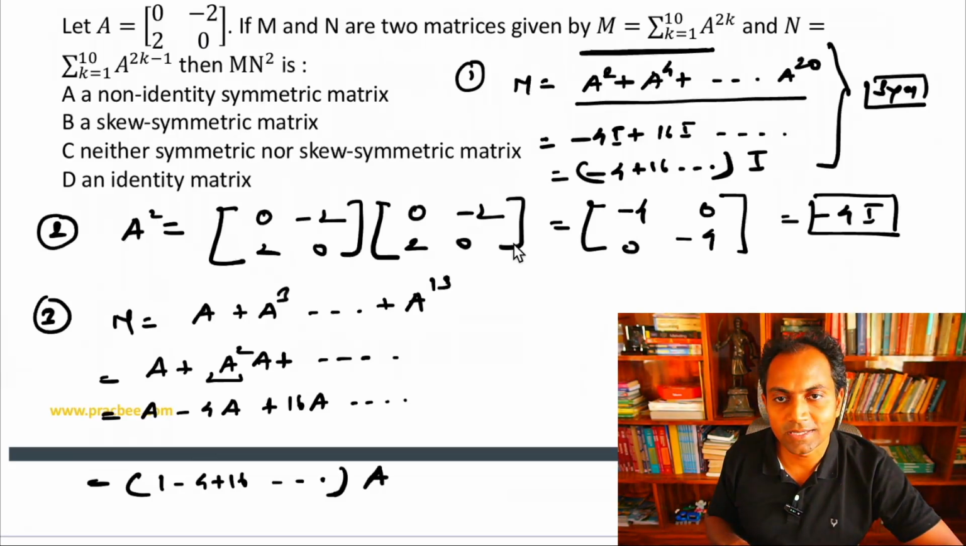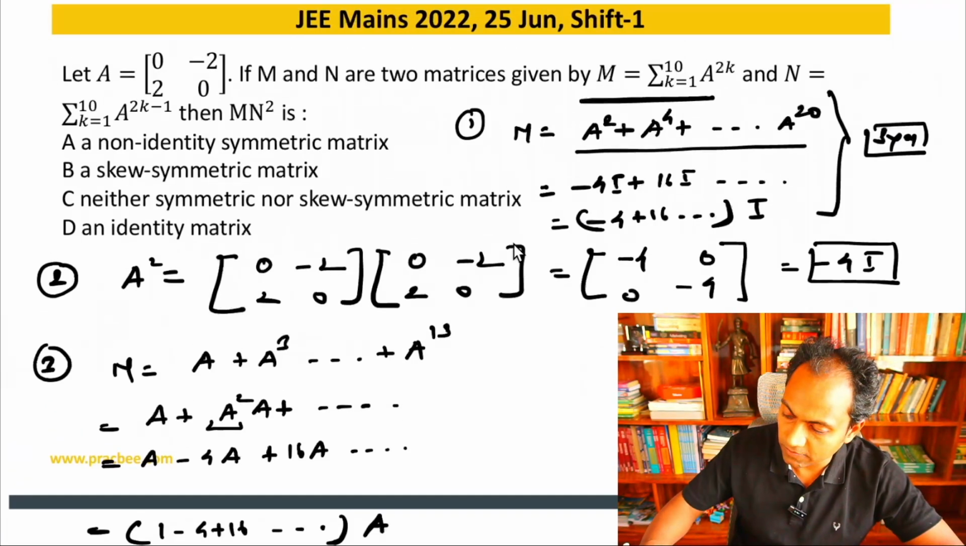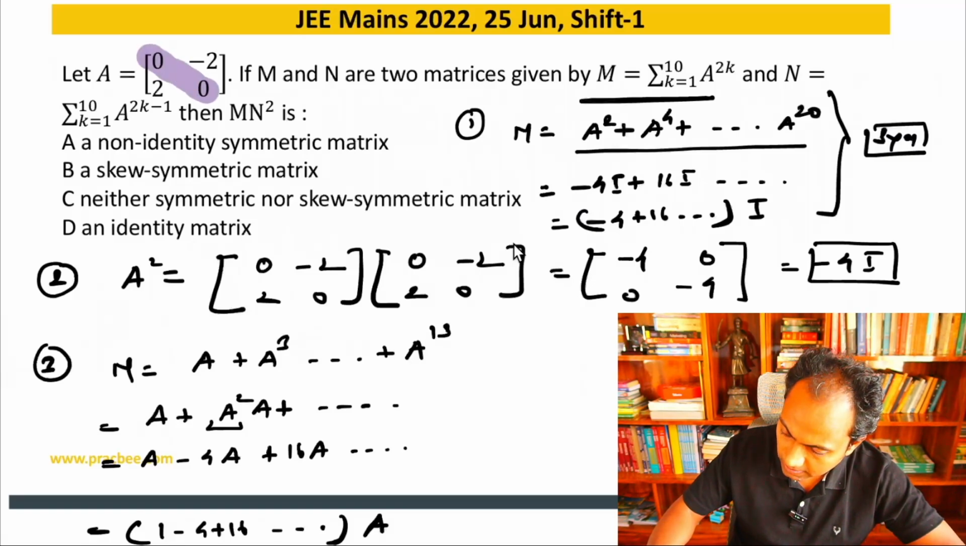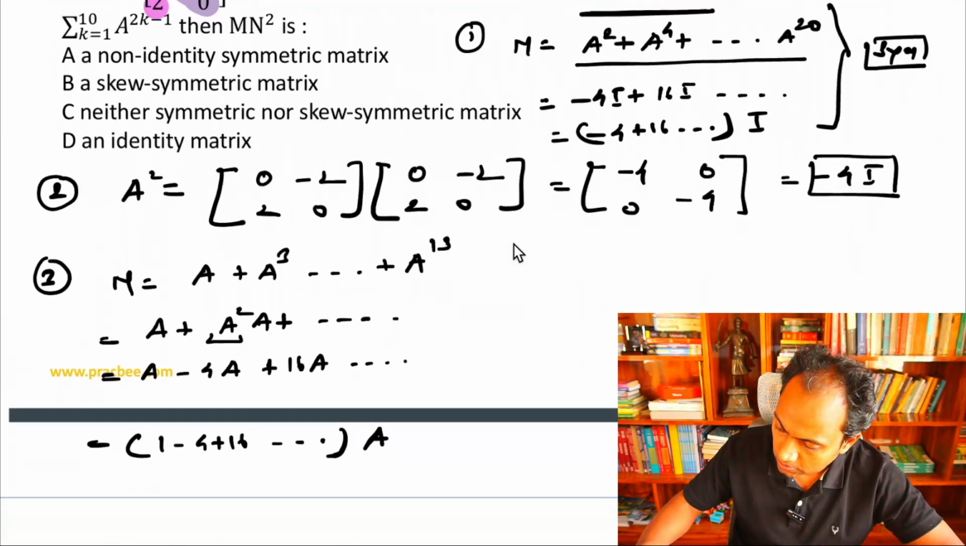So you can again see that since A was given to me, if you closely observe A, the diagonal elements were 0 and the other elements had opposite signs. So this was nothing but a skew symmetric matrix. So here N comes out to be a skew symmetric matrix.